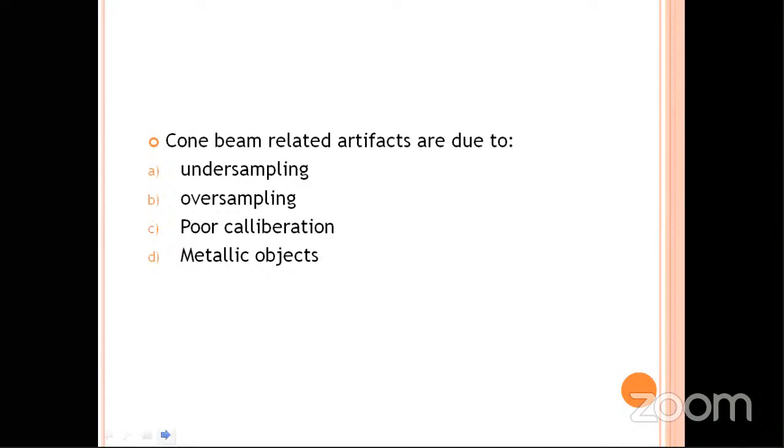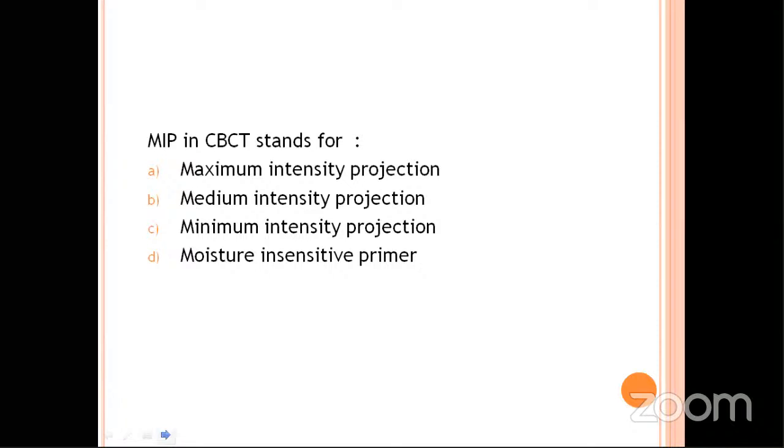Cone beam related artifacts are due to undersampling, oversampling, poor calibration, metallic objects. It is always undersampling. Okay. MIP in CBCT stands for maximum intensity projection.